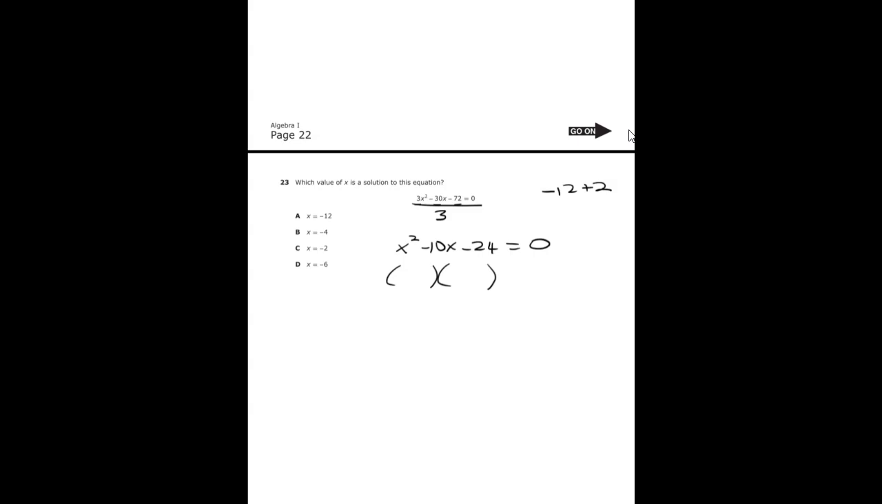So we're going to solve this. X minus 12 equal to 0, x equal to 12. X plus 2 equal to 0, x equal to -2. So which of them do we have? X equal to -2. That's it right there.